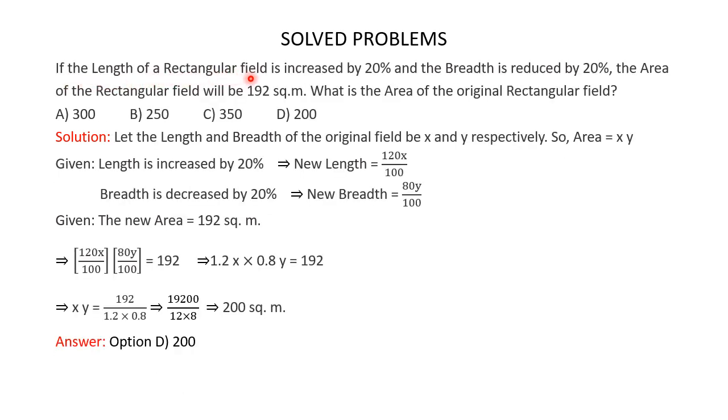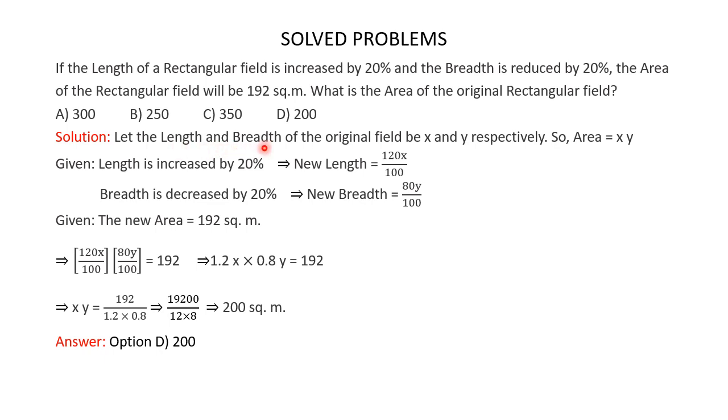If the length of a rectangular field is increased by 20% and the breadth is reduced by 20%, the area of the rectangular field will be 192 square meters. What is the area of the original rectangular field? Here you are given 4 options and you have to find out which of these options is the correct one. So here you are asked to find the area of the original rectangular field.